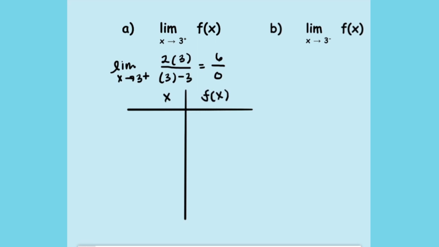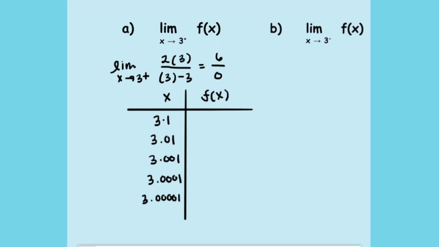So I'm going to use 3.1, 3.01, 3.001, 3.0001, and lastly I'm going to use 3.00001. Okay, so the next step is we're going to go into our graphing calculator.